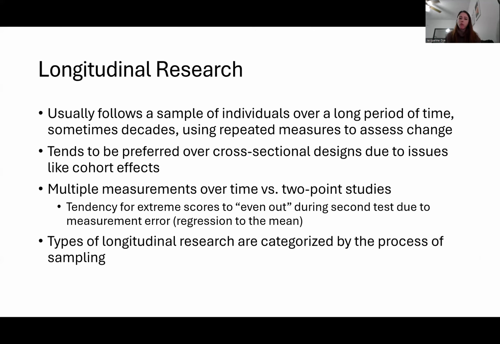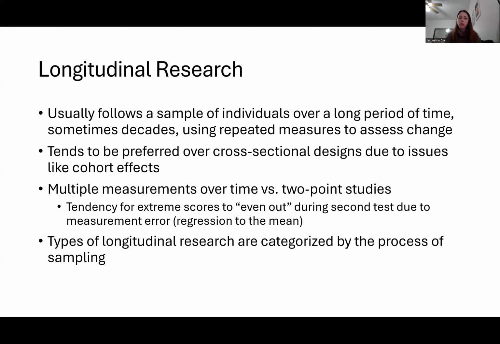And this tends to be preferred over cross-sectional designs due to issues like cohort effects, which we just talked about. And it's preferred that researchers use multiple measurements over time versus two-point studies. So giving a measure, waiting a certain amount of time, and then giving a second measure.